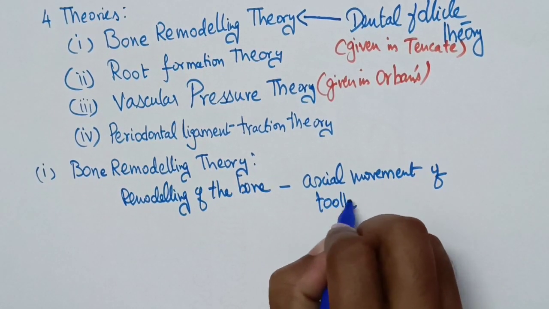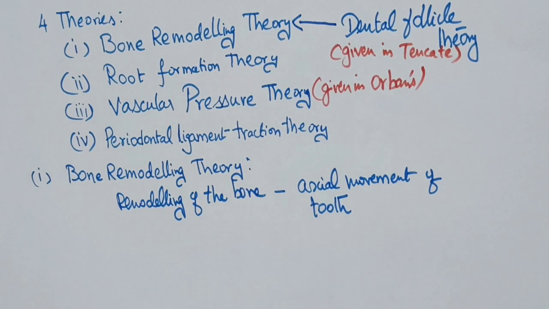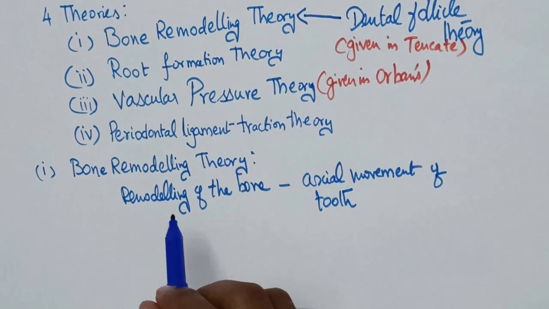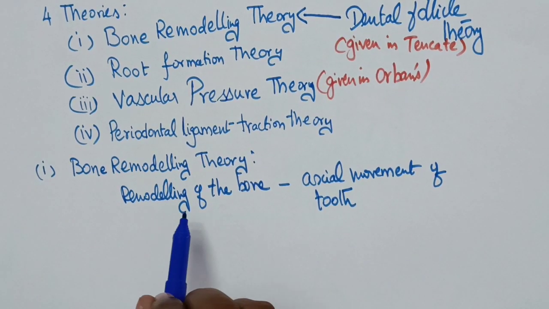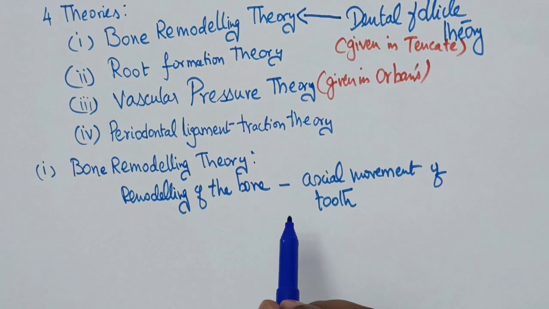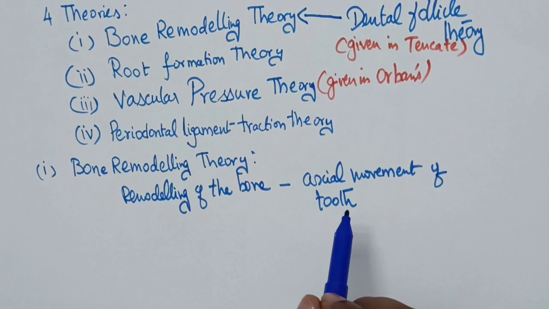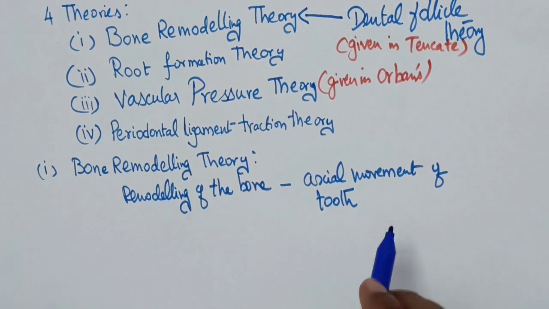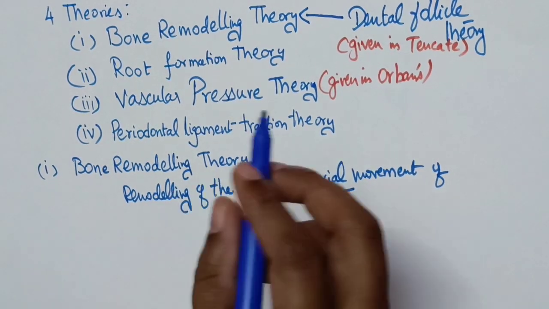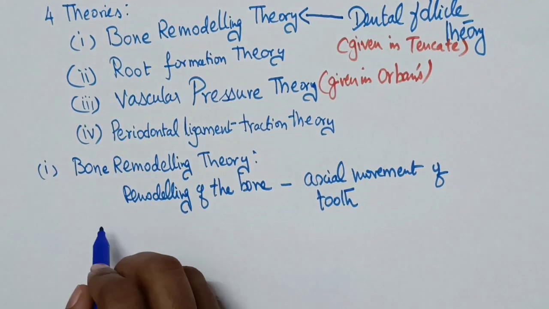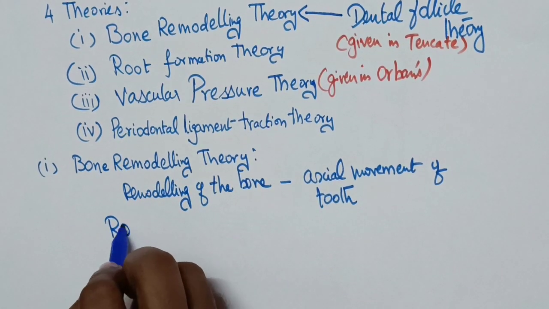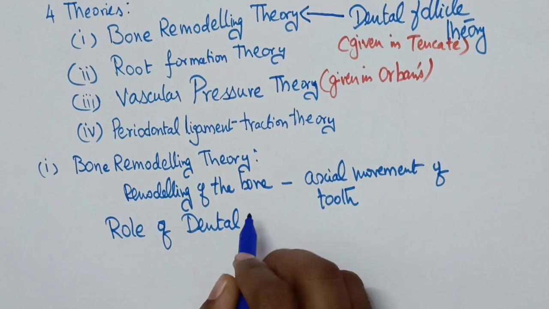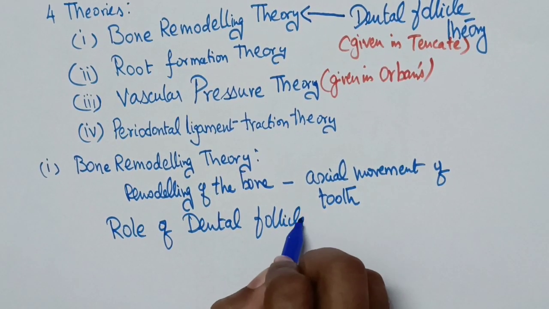Bone remodeling causes axial movement of the tooth. Not only this, bone remodeling alone is not necessary for tooth eruption to take place. It is an adjuvant factor to help in movement of the tooth. In this, as given in Orban's and Ten Cate, there's something called the role of dental follicle. Dental follicle.